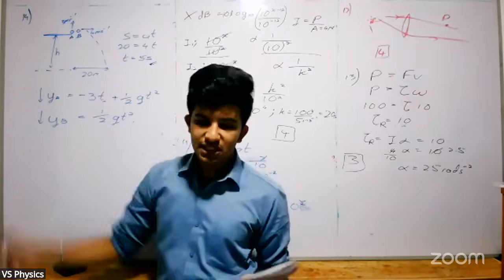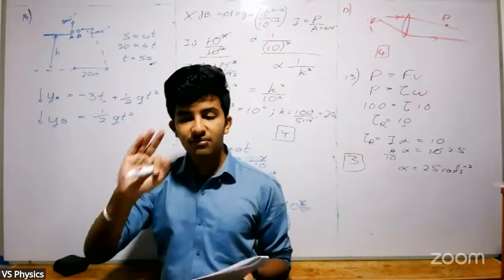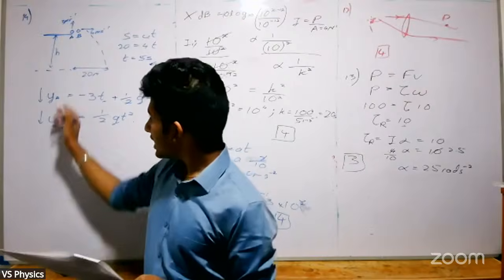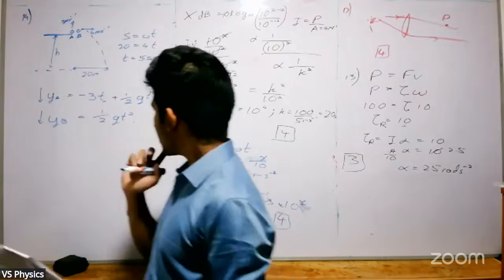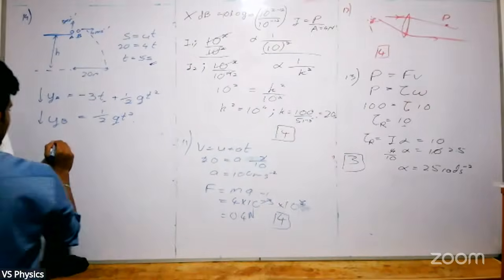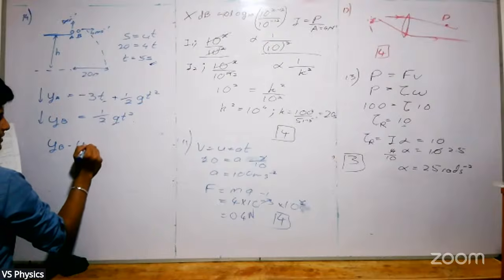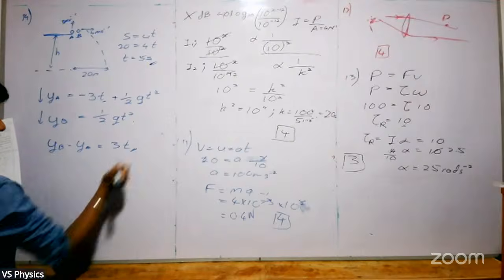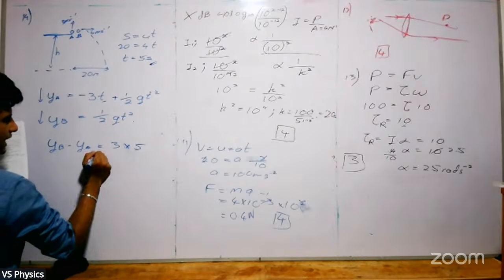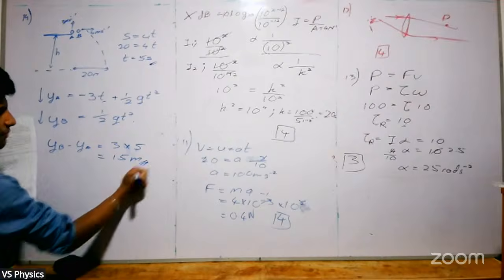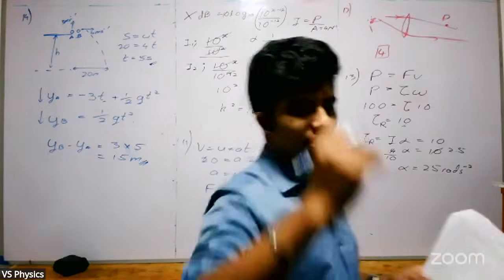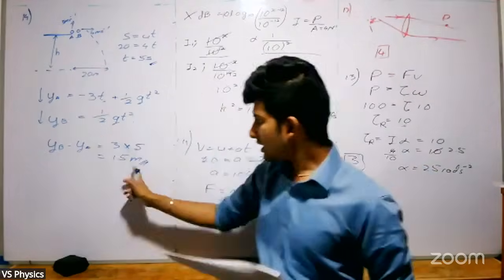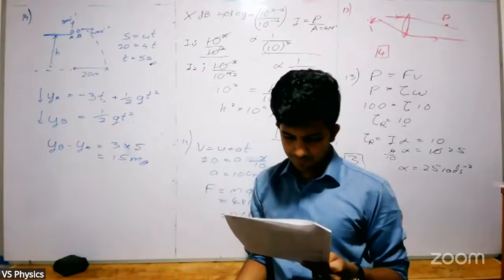They both have the same acceleration. Because of that, the gap between them depends only on the initial velocity difference. We'll do YA minus YB, and the half g t squared gets cancelled off. We'll get 3t. We know time is 5 seconds, so we are getting 15 meters. So the maximum difference in distance between these two particles is going to be exactly 15 meters.